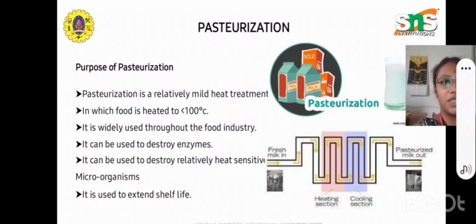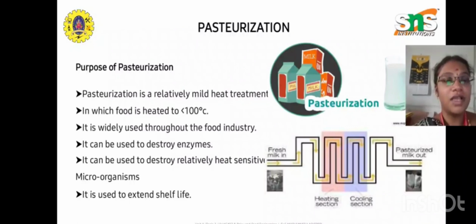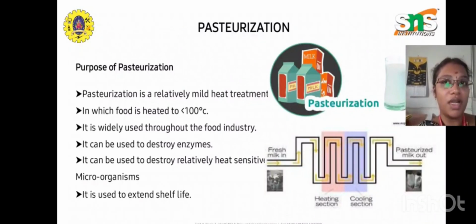So in this presentation, we shall see something about the thermal processing of foods. Coming to the word thermal, we all know what the term thermal means. It means nothing but processing by using heat. So in this thermal processing, the first technique is pasteurization.